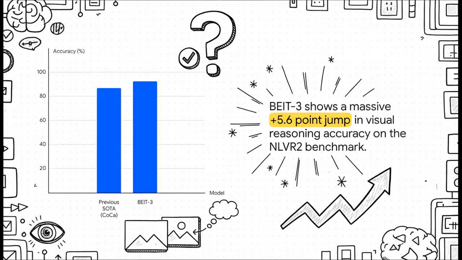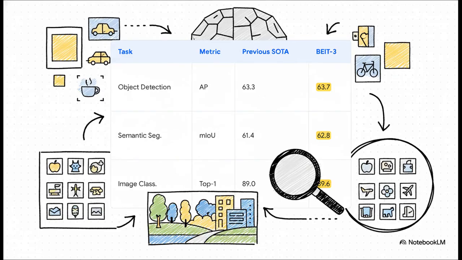Let's just look at one example. Visual reasoning. This is a crazy hard task where the AI has to judge if a sentence accurately describes a couple of images. The previous best model, Coca, maxed out at 87% accuracy. BEIT-3 didn't just beat that record, it completely smashed it, hitting 92.6%. I mean, a jump of over 5.5 points on a tough benchmark like this is practically unheard of. It's a massive leap.